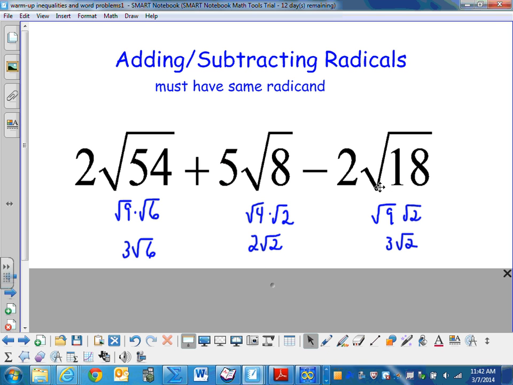To simplify the square root of 18, we can factor out a 9 and a 2, which would result in 3 square roots of 2. So the square root of 18 can be simplified to 3 square roots of 2.